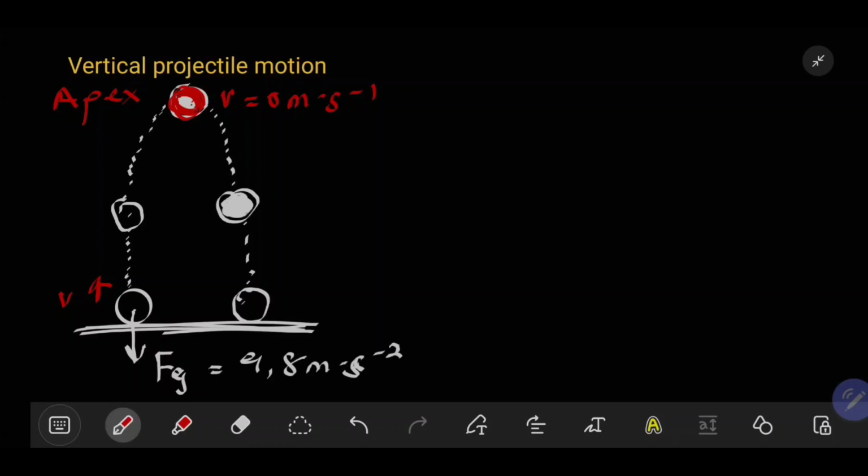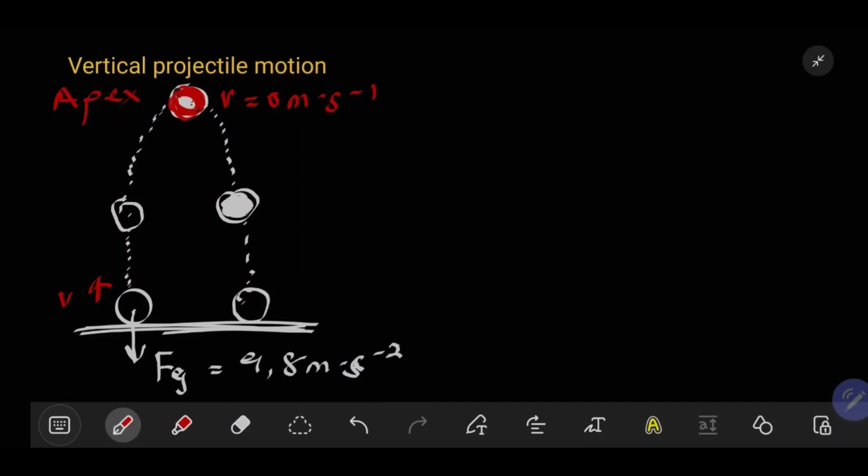Right? So after it has reached the apex, the object then begins to fall back, accelerating due to gravity. When the ball comes back, it will accelerate due to the gravitational force. The motion of the ball in this vertical projectile motion can be described using the big four equations of motion. We derived those equations from the laws of physics.